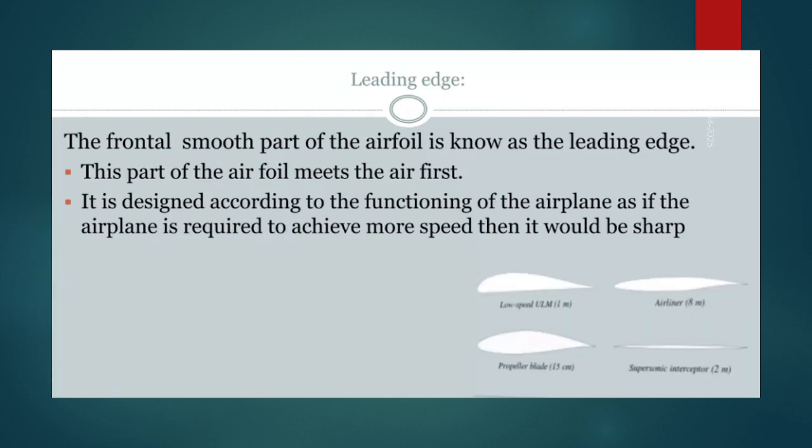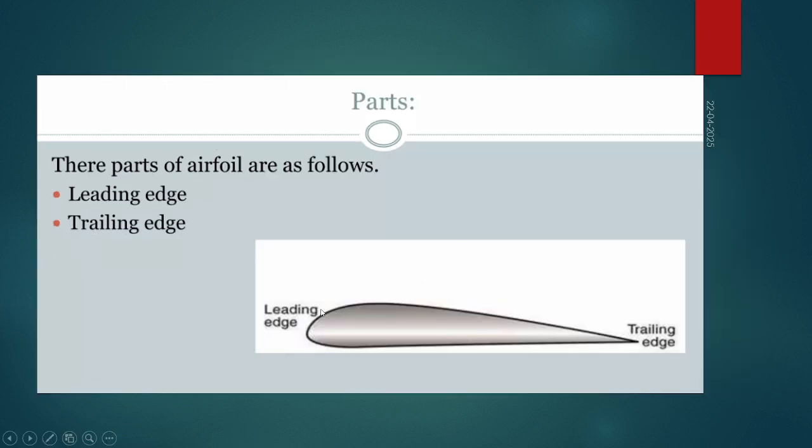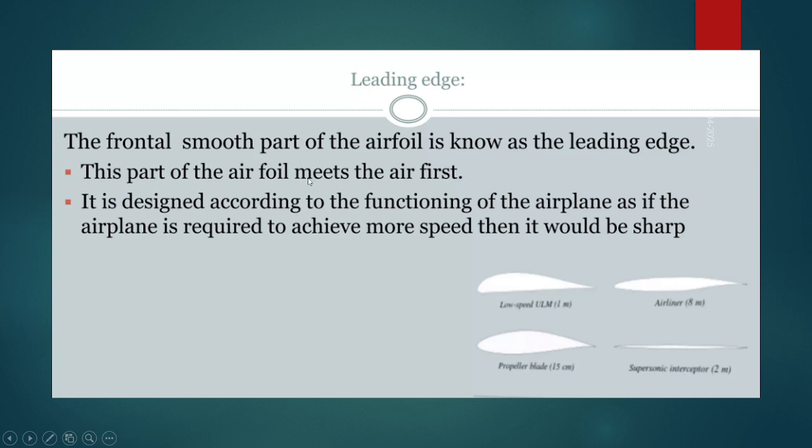Let's look at the leading edge in detail. Of course, it is the frontal smooth part of the aeroplane, as you can see in the previous slide. As air is coming from the front direction, this part, the leading edge, will meet the air first. It is designed according to the function of the aeroplane. So the aeroplane needs to achieve more speed.